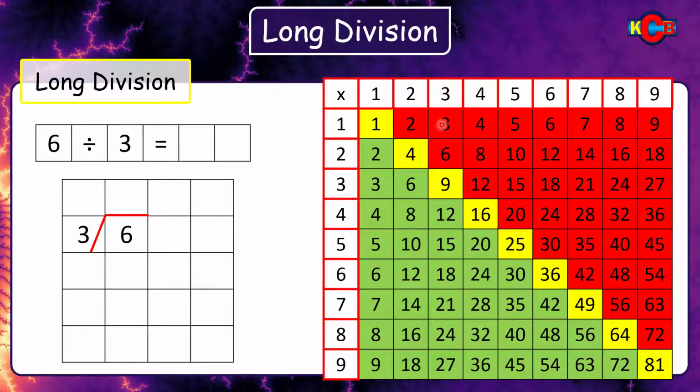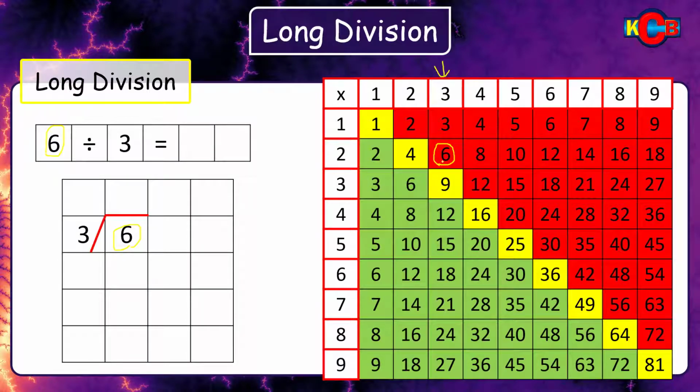Now, I'm pointing at the multiples of 3. Starting from 3, 6, 9, 12, until 27. This is the multiples of 3. Within the multiples of 3, we have to search for number 6, because 6 is the dividend here. So, we have to find 6. Okay, here 3, 6. This is 6.